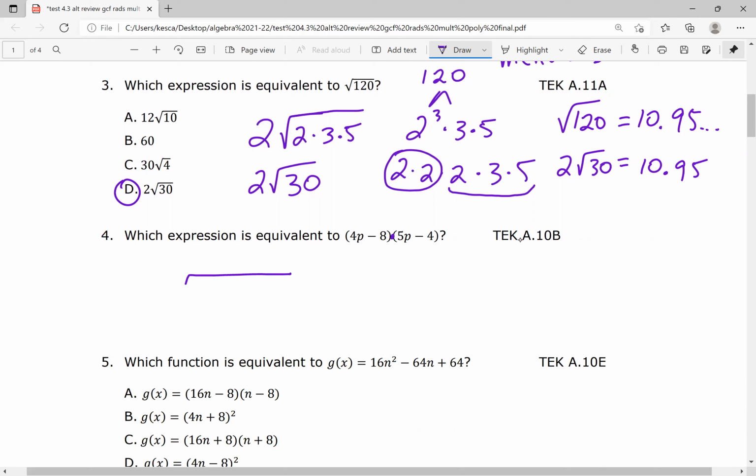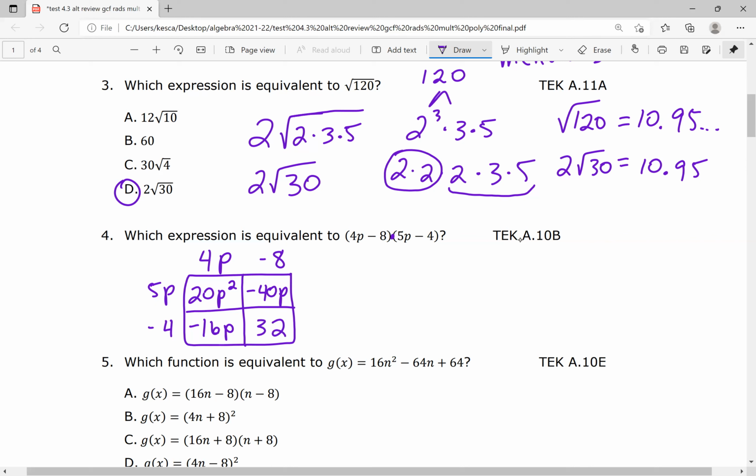So set up a box method. You have 2 terms times 2 terms. So you need a 2 by 2. So 4p and then minus 8 from your first one. And then the other one is 5p and then minus 4. And now just multiply. So 4p times 5p, that's 20p squared. 5p times negative 8, that's negative 40p. Negative 4 times 4p, that's negative 16p. Negative 4 times negative 8, that's a positive 32.